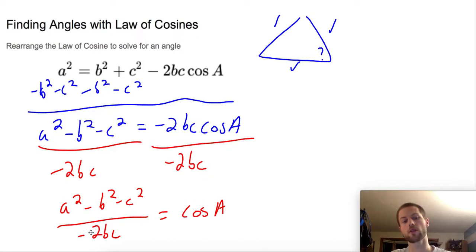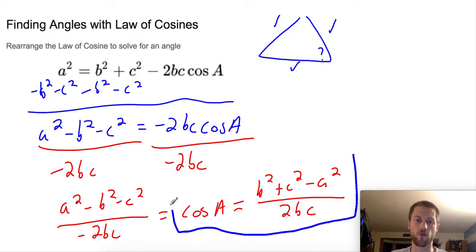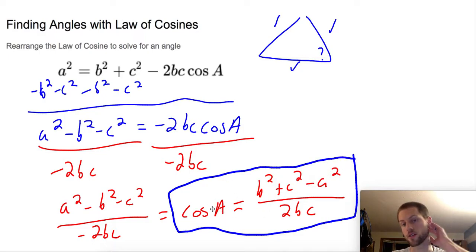I don't really like leaving these negatives down below, so I'm going to almost like multiply top and bottom by a negative 1 and move that negative to the top. So I like to write this as b squared plus c squared minus a squared over 2bc. And so this would be rearranging your equation to help you solve for angle A. Now really at this point we could take it a step further and solve for A by taking the inverse cosine of this whole thing, but I'll just leave it like this for now.